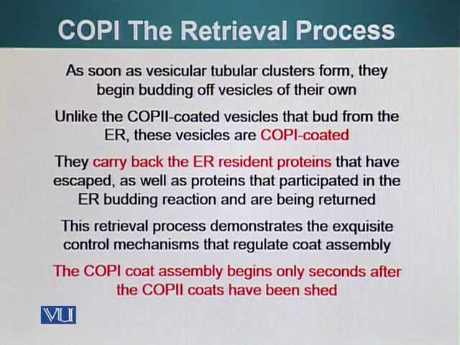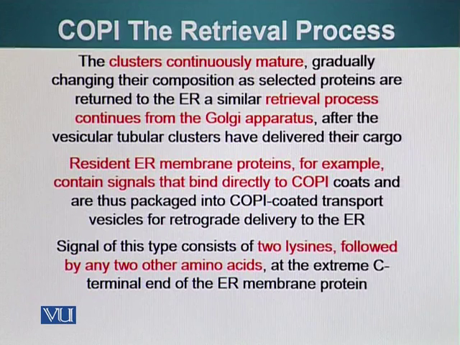They carry back ER resident proteins that have escaped, as well as proteins that participated in the ER budding reaction and are being returned. This retrieval process demonstrates the exquisite control mechanism that regulates coat assembly. The COP1 coat assembly begins only seconds after the COP2 coats have been shed. The vesicular tubular cluster continuously matures, gradually changing its composition as selected proteins are returned back to the ER. The retrieval process continues all the way to the Golgi apparatus.